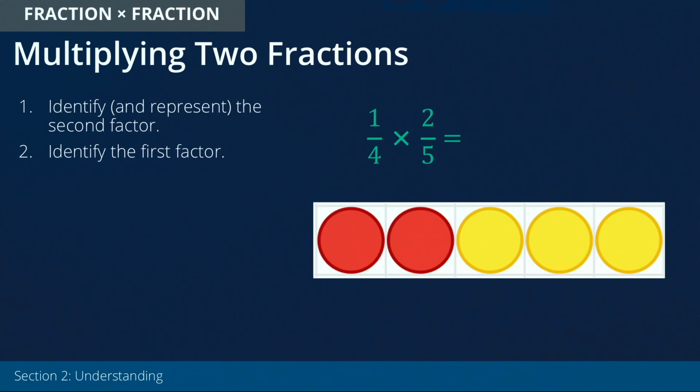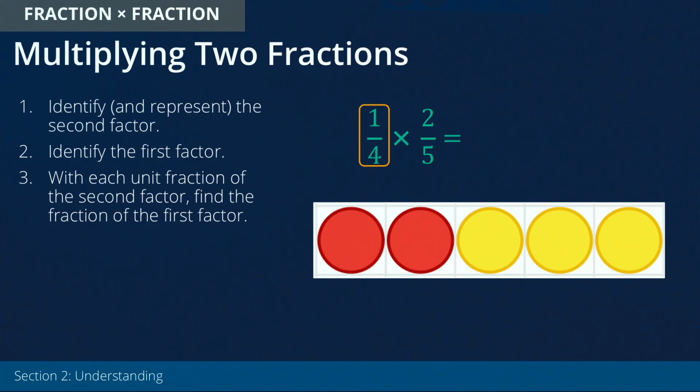Then I'm going to identify the first factor. I think to myself, well, I have to find 1/4 of each of those 1/5 pieces, of which I have 2/5 in this problem. So I'm going to figure out what is 1/4 of each of these two-color counters. That means I'm going to divide this counter into 4 equal parts, that counter into 4 equal parts, but I'm going to continue. That yellow counter will be divided into 4 equal parts, this one into 4 equal parts, and that one into 4 equal parts. So now I can quickly see I'm working with a denominator of 20.